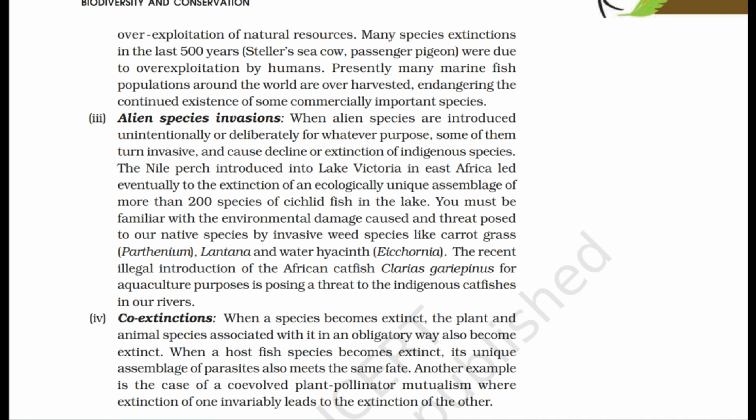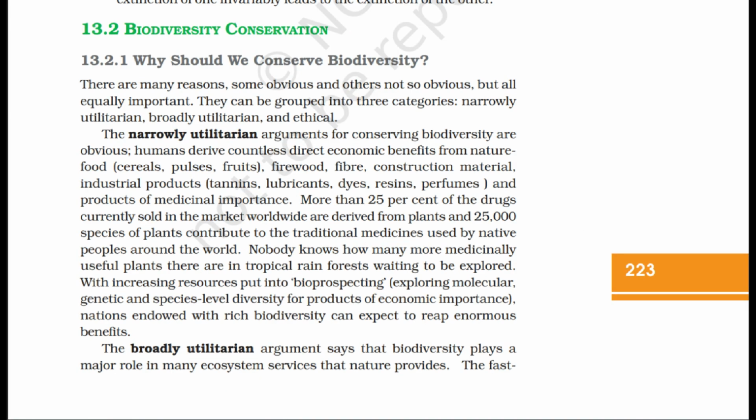catfishes in our rivers. Coextinctions: when a species becomes extinct, the plant and animal species associated with it in an obligatory way also become extinct. When a host fish species becomes extinct, its unique assemblage of parasites also meets the same fate. Another example is the case of a co-evolved plant-pollinator mutualism where extinction of one invariably leads to the extinction of the other. Biodiversity conservation. Why should we conserve biodiversity?